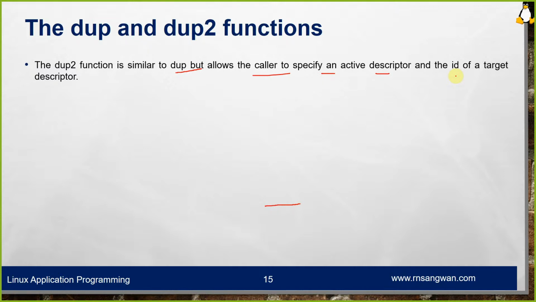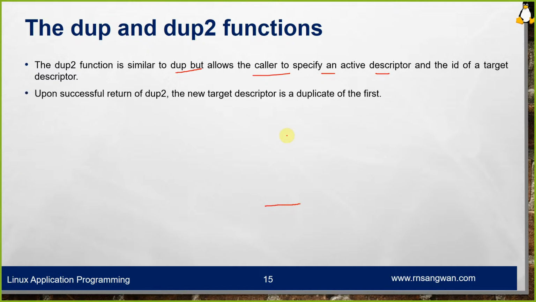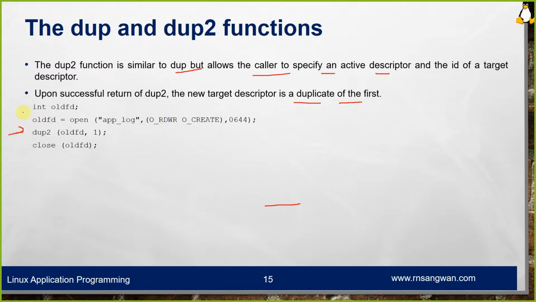So this function is similar to dup but allows the caller to specify an active descriptor and the ID of a target descriptor. On successful return of dup2, the new target descriptor is a duplicate of the first. And this is an example of a dup2 call. Integer old fd. Old fd is open, and now this is dup2 calling the second function, old fd and 1, and close that.